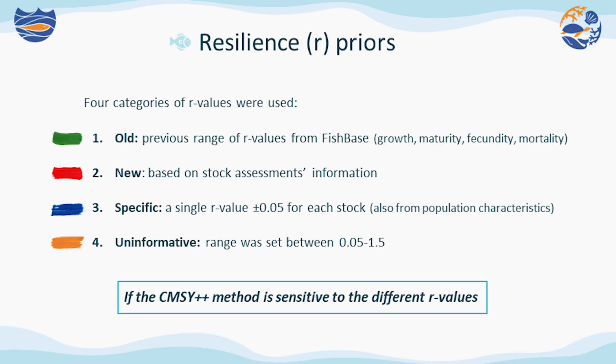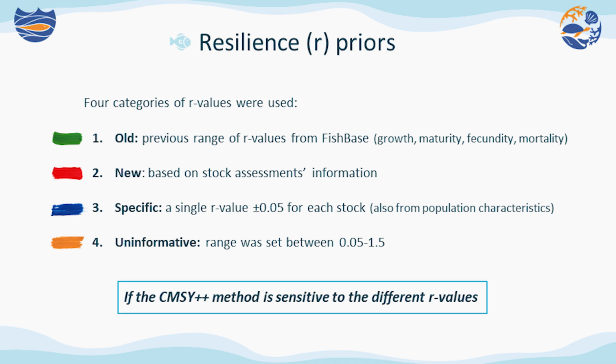So, this presentation is focused on the resilience, or else r, priors, and we used 4 different categories of r values. The old category refers to a previous range of r values derived from FishBase, which were estimated based on population characteristics such as growth, maturity, fecundity, and mortality. The new category also refers to a range of r values, which were based in this case on stock assessment information. The specific category is a single r value plus or minus 0.05 for each one of the stocks, which were also based on population characteristics.